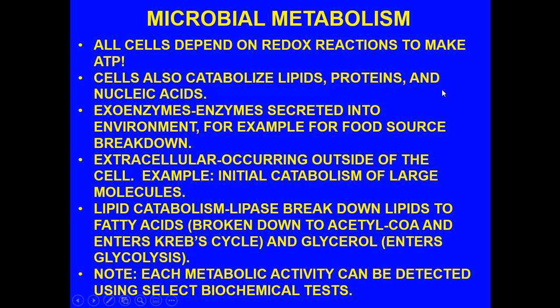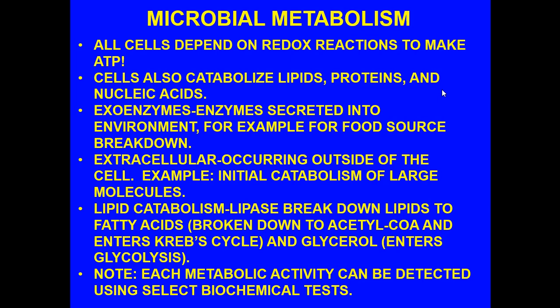Stay with us. We're going to continue on this. As we go through this, we come to understand that all cells depend on redox reactions to make ATP. Now, cells also catabolize lipids, proteins, and nucleic acids. The term exoenzymes refers to enzymes secreted into the environment, for example, for food source breakdown. A simple example is you see it with fungi. Fungi release a lot of different enzymes outside of their hyphae with the purpose of breaking down the surrounding material, whether that's keratin protein or whether that's in the soil or whatever. And basically, the surface area of the hyphae absorbs those nutrients as they've been broken down.